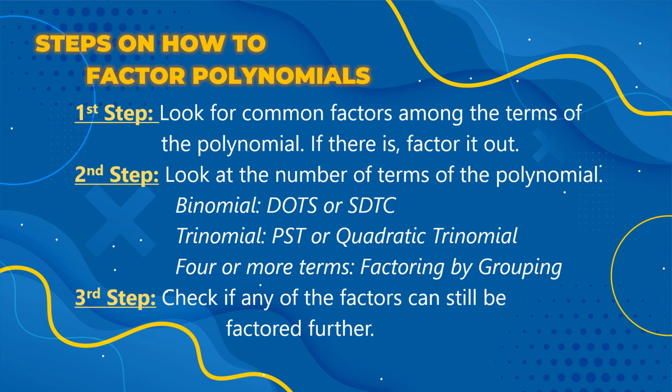Second step is to look at the number of terms in the polynomial. It depends on the number of terms. If you know the number of terms, you would know what your options are when you factor. And finally, third step is to check if any of the factors can still be factored further. We will look into the steps one at a time for you to better understand it.